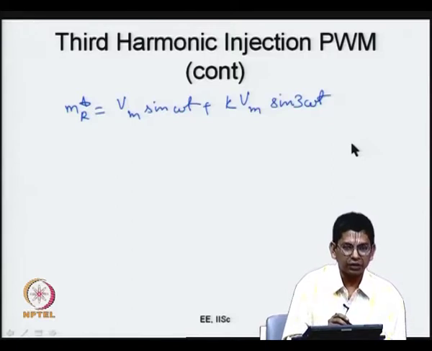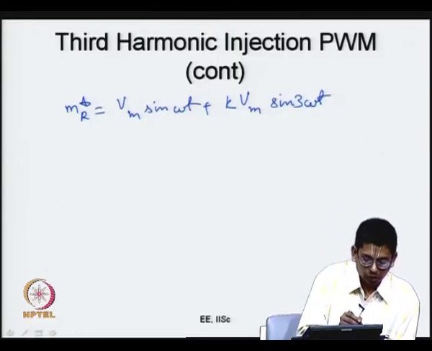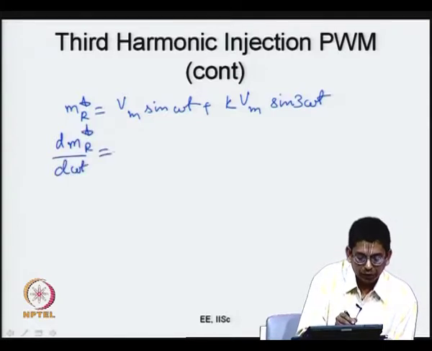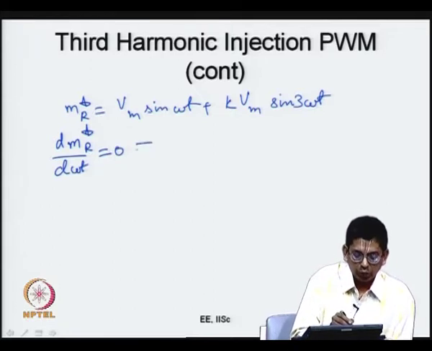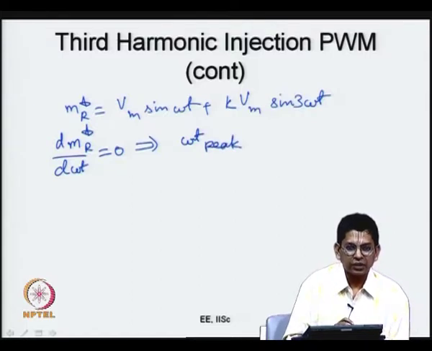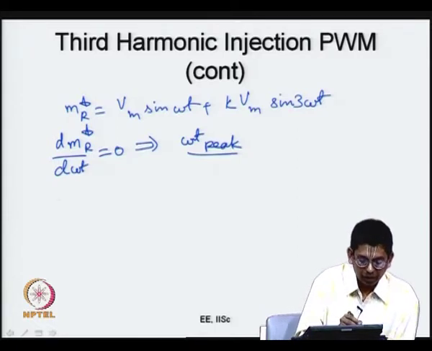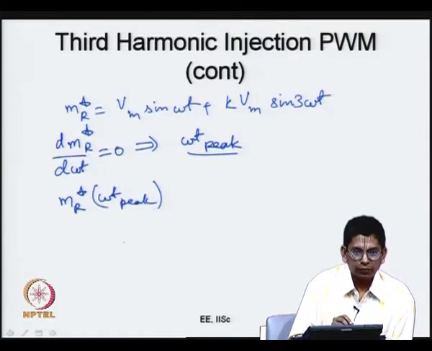How can you find out where the peak occurs? Simple, as you would all know, all that you need to do is take dmr star upon d omega t and equate it to 0. If you do this, you will get omega t peak. You will get the instant at which the mr star has a peak value. Let us call that instant omega t peak. So, at omega t peak, what is its maximum value? This maximum value can be all the way up to V p.